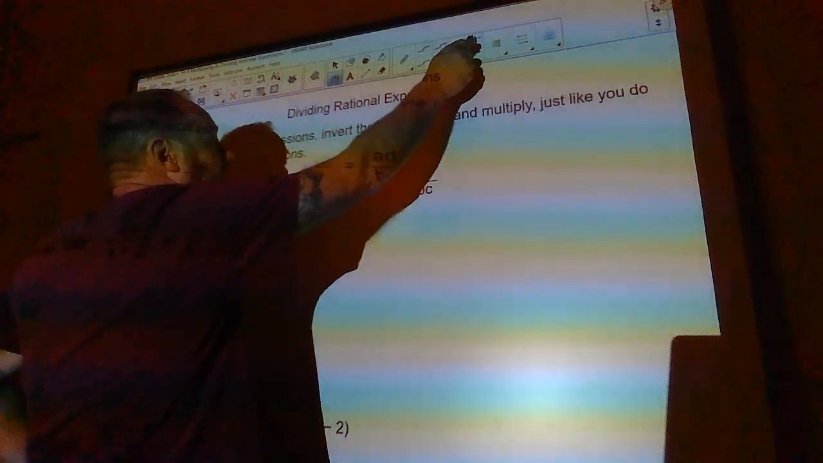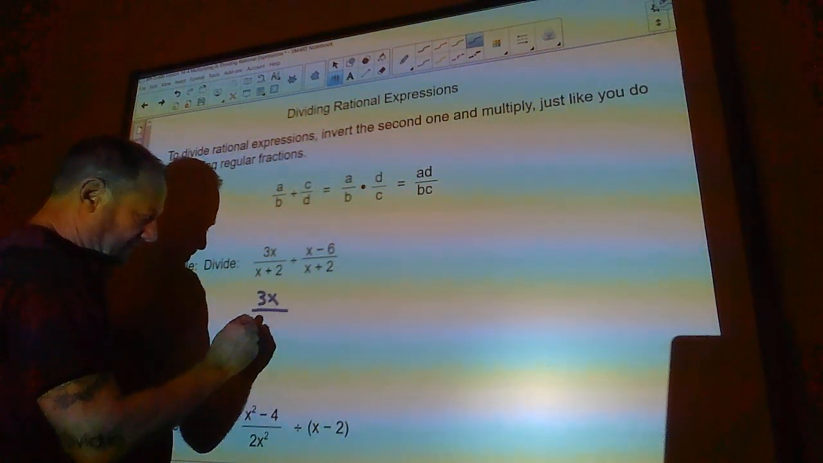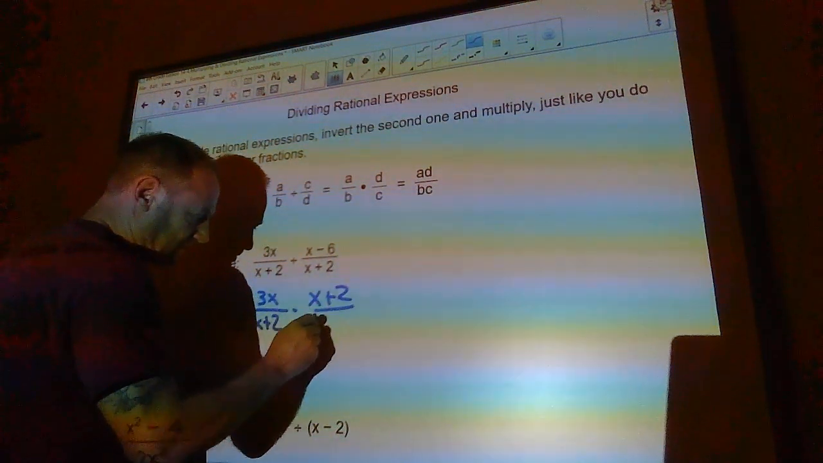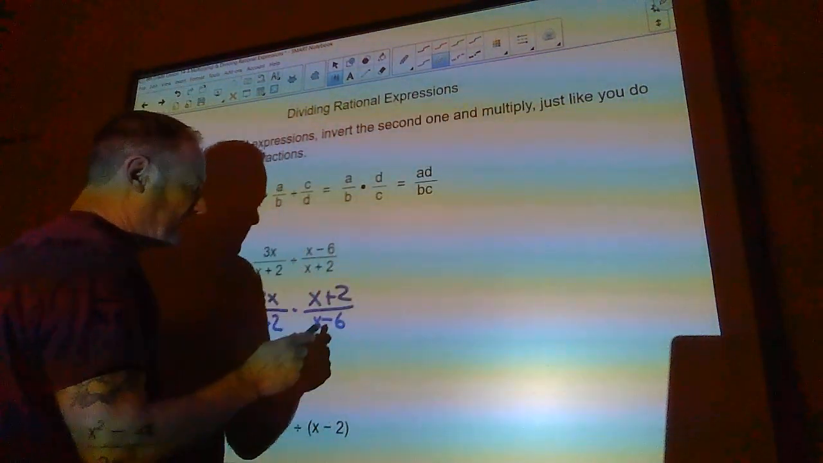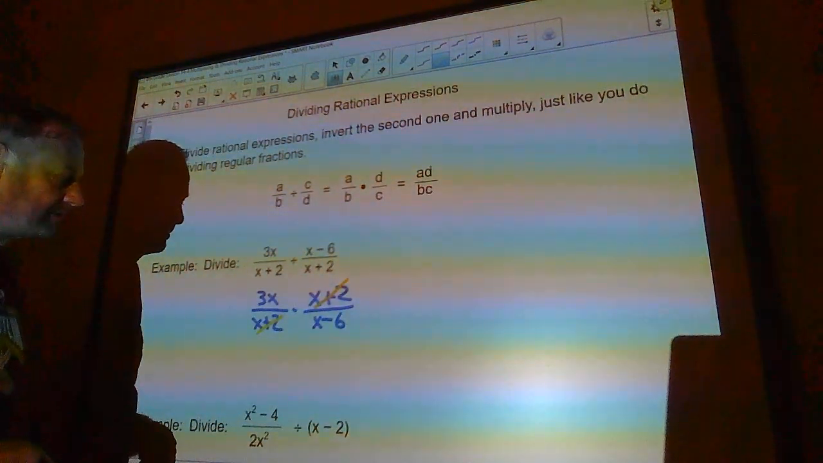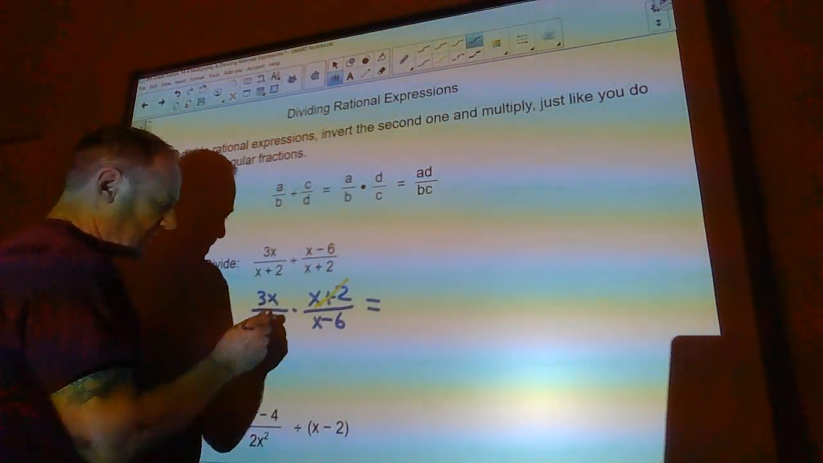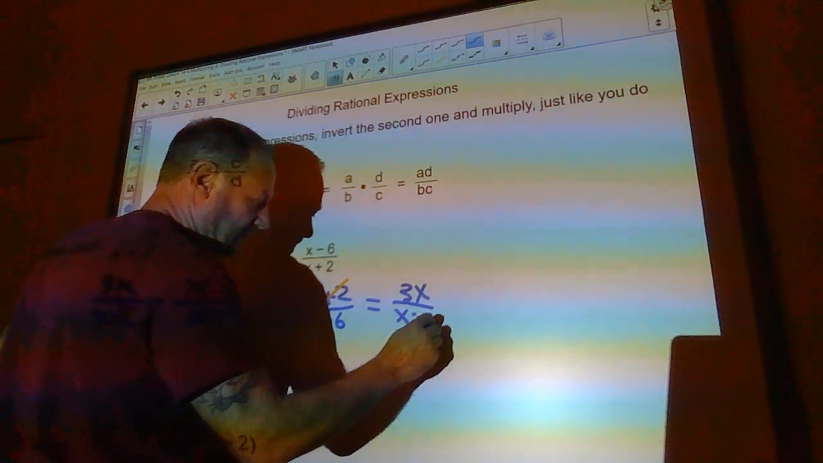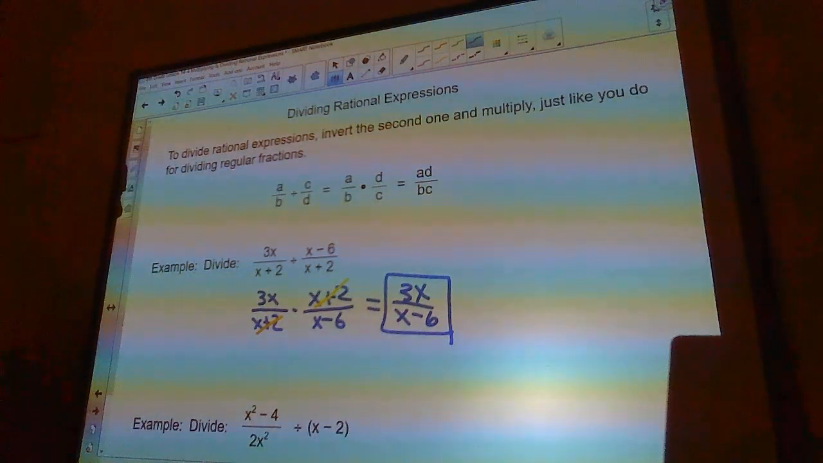Okay, which makes this one really pretty easy because 3x over x plus 2 times x plus 2 over x minus 6. Okay, the x plus 2's cancel out. And I'm left with 3x on the top, and I'm left with x minus 6 on the bottom. So I'm done with that one.